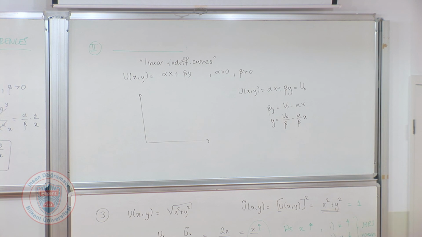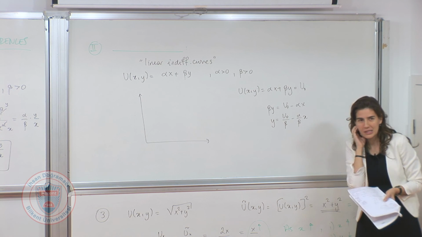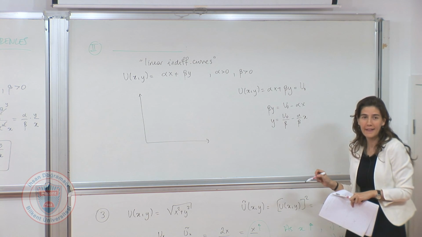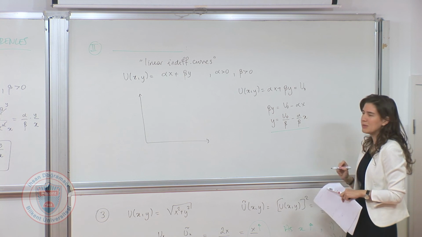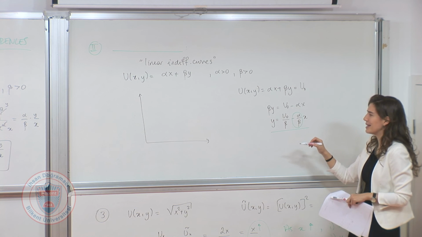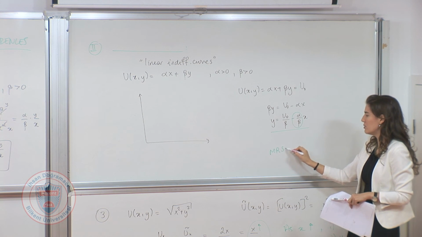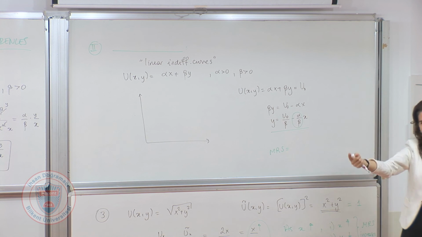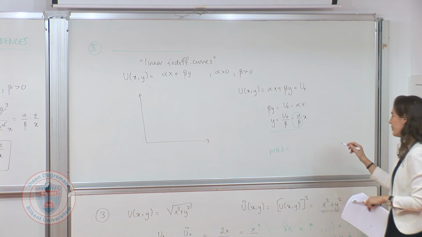So if I want to figure out MRS, what would I say? It's the absolute value of the slope of the indifference curve. What is the slope of this indifference curve? It's minus alpha over beta. So MRS is not minus, it's going to be alpha over beta, right?